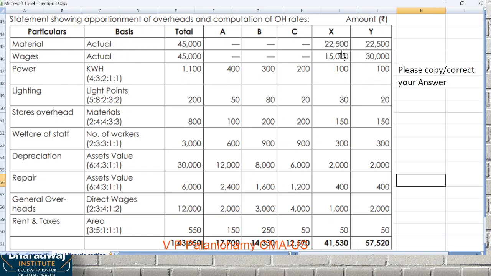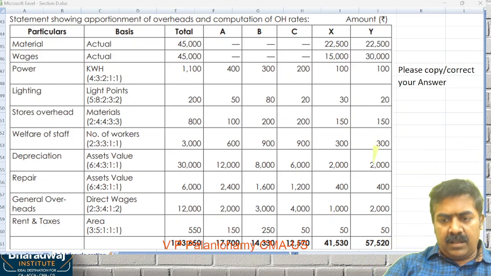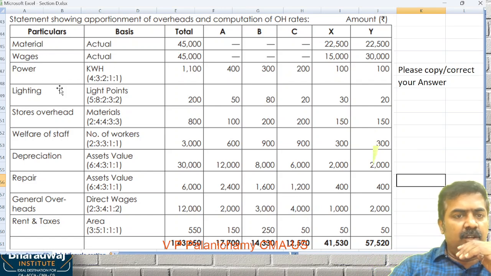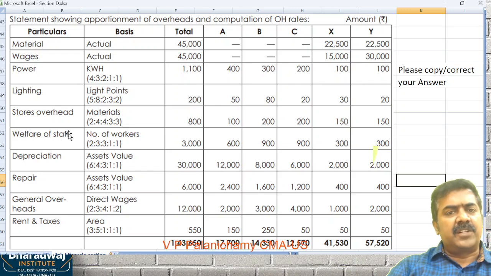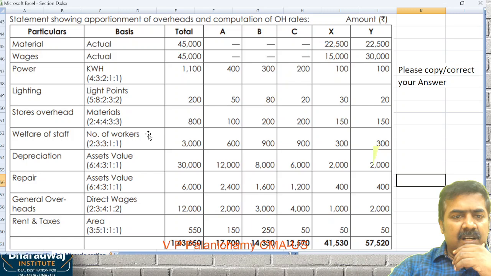Material wages, we take it only for service department because whatever we spend in service department may be a direct expense to the service department, but an indirect expense to which department? Production department. Then all other expenses are apportioned on a suitable basis. Power based on kilowatt, lighting based on light points, stores based on material, welfare to staff, nothing but tea, coffee, refreshments given, based on number of workers, depreciation based on asset value, repair based on asset value.